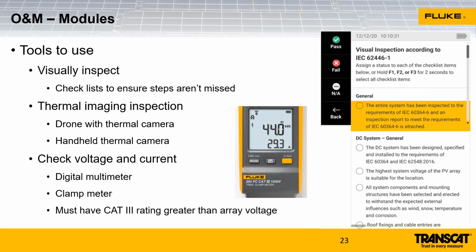If we're working on our arrays, we want to make sure that we've got that category 3 rating at a voltage that's greater than whatever our maximum array voltage is.